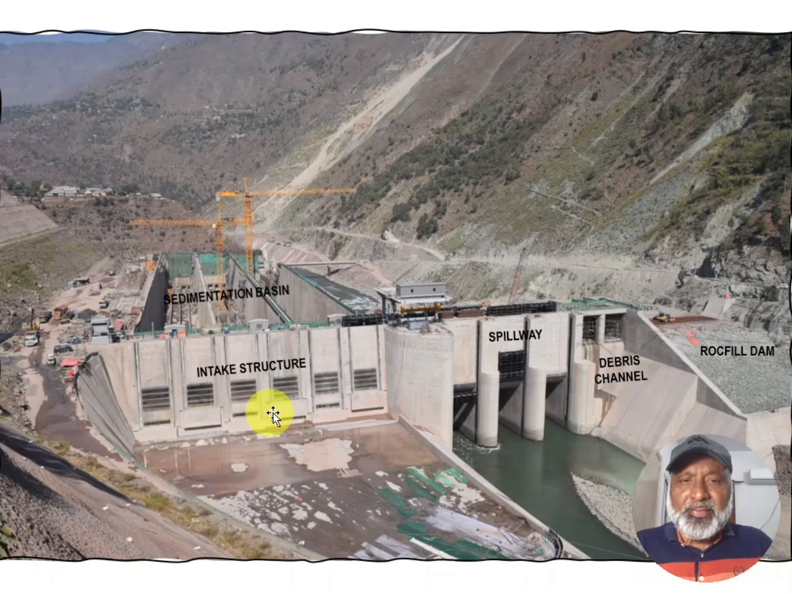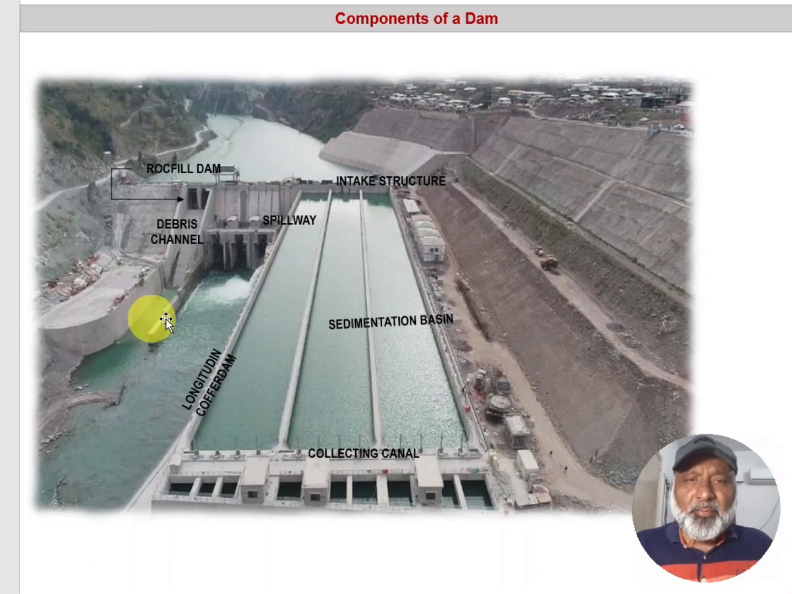These are the intake gates. Water will be impounded toward this upstream side. Water will pass through these gates and through the sedimentation basin, and then it will go into the collecting canal. I'll show you its picture later. This collecting canal is connected with the underground headrace tunnel that will lead towards the powerhouse for power generation. This is another picture taken at a different time looking upstream.